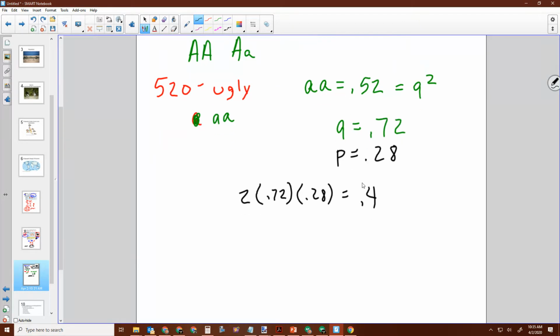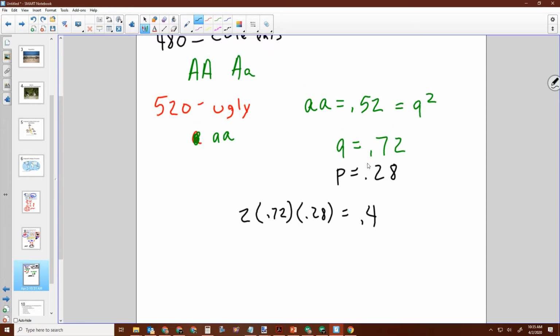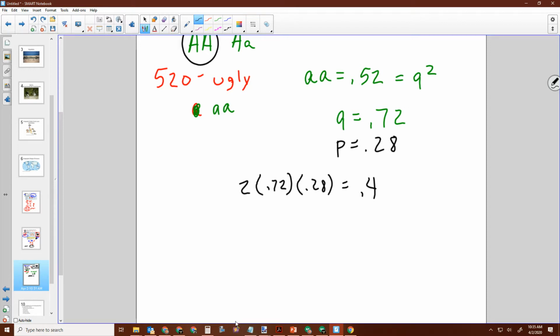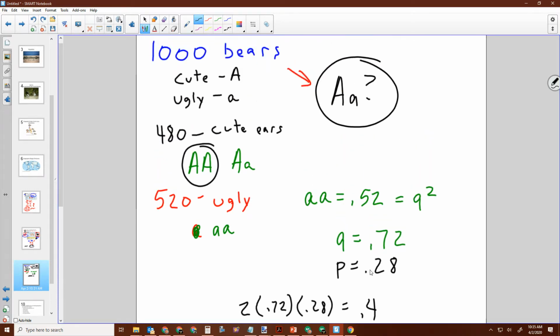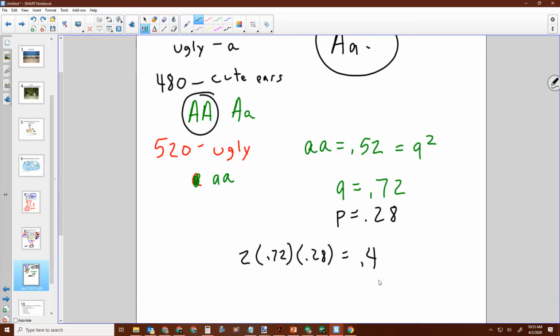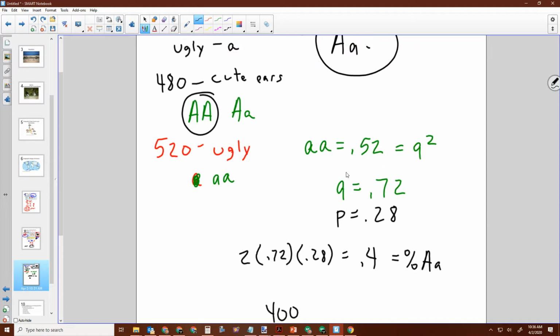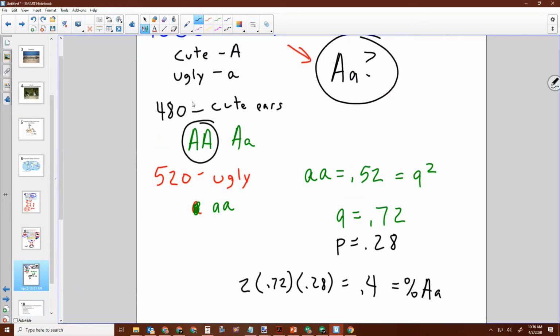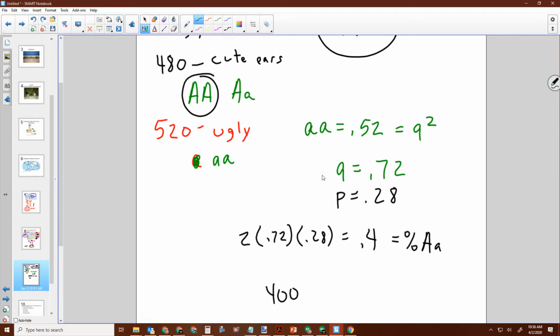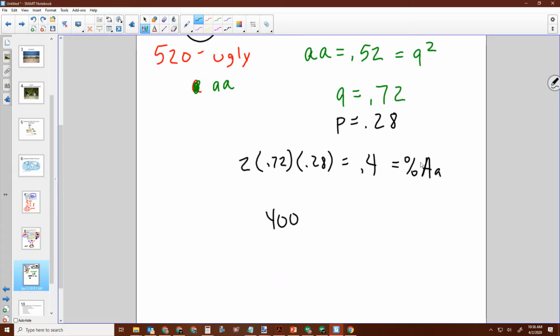I could have solved for any of those things. If I was asked to solve for P squared, if I was asked to solve for the percentage of these guys in the population, I would just take 0.28 and square it. That'd be easy. What if I was asked to solve for how many bears are heterozygous? How many bears? Well, if the percentage of the population is this, then how many bears? It's 400 bears. So 400 of that 480 are heterozygous, right? Because 40% of the population is that.